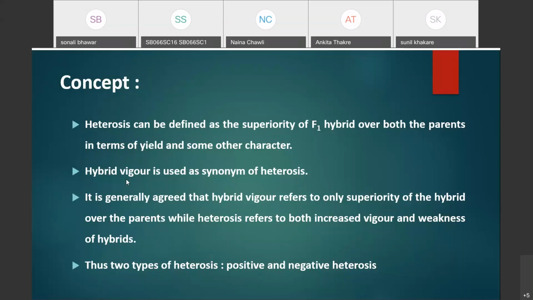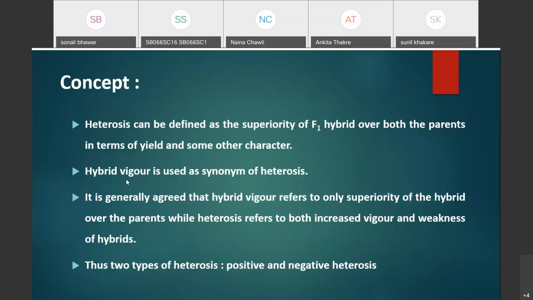There is much controversy regarding the use of these two terms, heterosis and hybrid vigor. But whatever the controversy over the equivalence of these two terms, both have been used interchangeably ever since, and the situation is practically the same still.